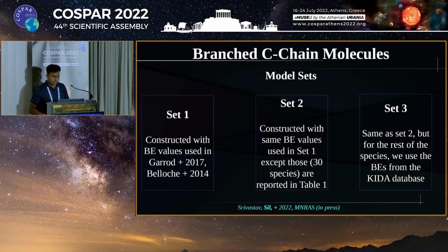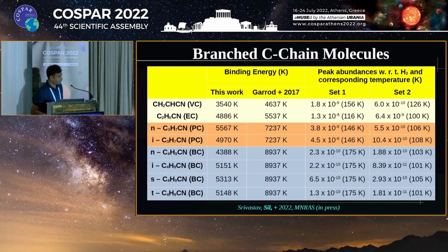So set 2 is constructed with these values of binding energy, and set 3 is constructed the same as set 2, but for the rest of the species we used binding energy from the KIDA database. So this is the result. These values are our calculated binding energies on the water tetramer surface, and these are the literature values. You can see that these literature values are some predicted values, and our values are always lower than these values, and for this our abundance is also changed.